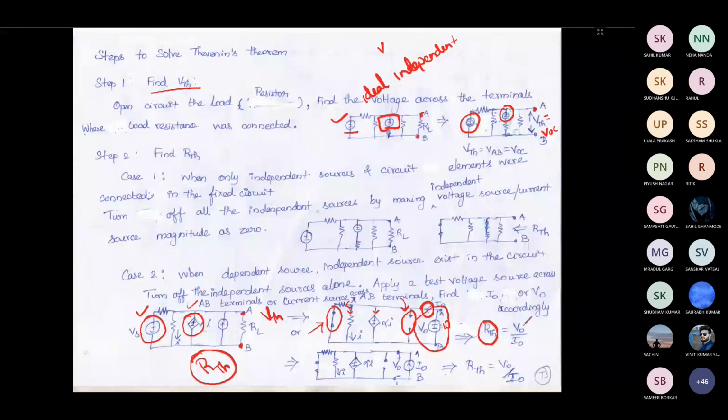You need to find the ratio of the test voltage source divided by the current coming out of the voltage source. Whatever the current coming out, it will give RTH, because the equivalent resistance can be given by that ratio. Suppose your equivalent resistance is 5 ohm, then you will get some current accordingly. Let's say this is a voltage source of 10 volt. If it is 5 ohm, you are going to get 2 ampere.